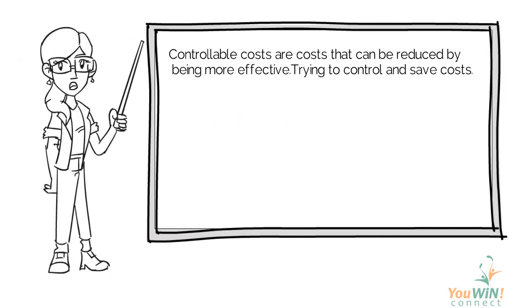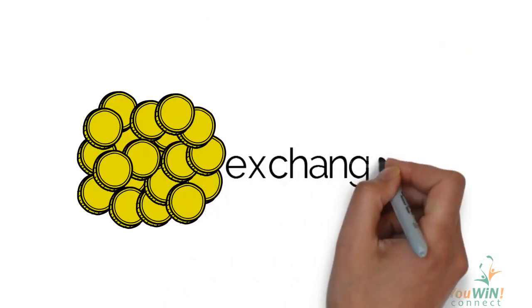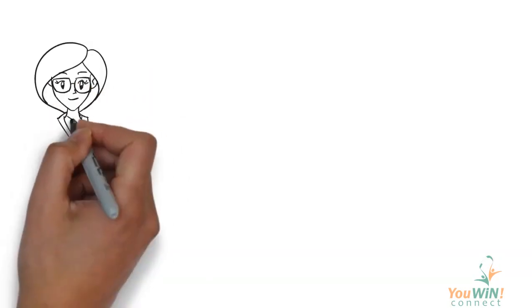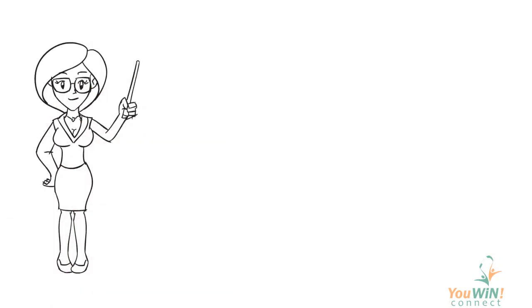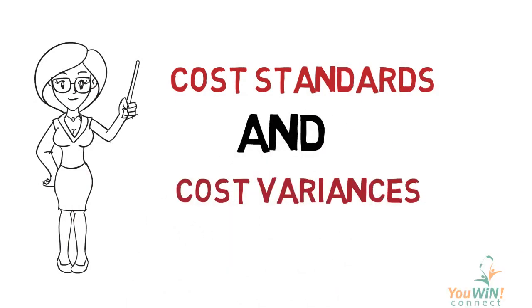Controllable costs are costs that can be reduced by being more effective at what you do, trying to control and save cost. While uncontrollable costs are costs that management cannot directly control due to the involvement of some other people. For example, the exchange rate. This leads us to the next section, cost standards and cost variances.